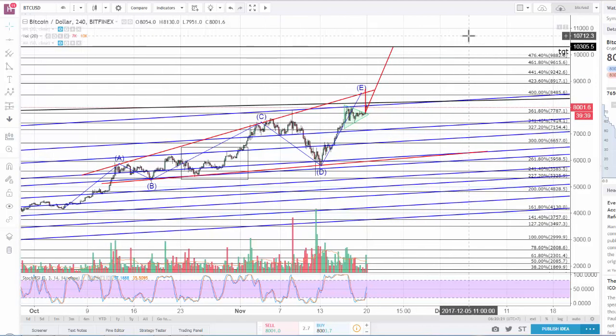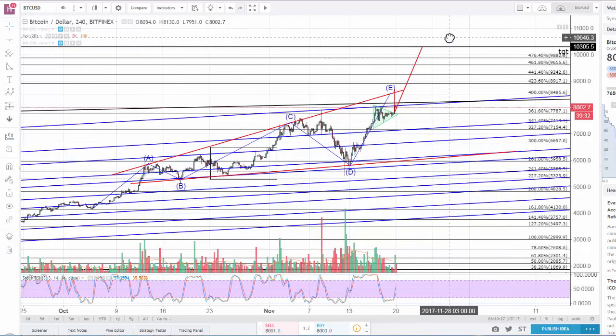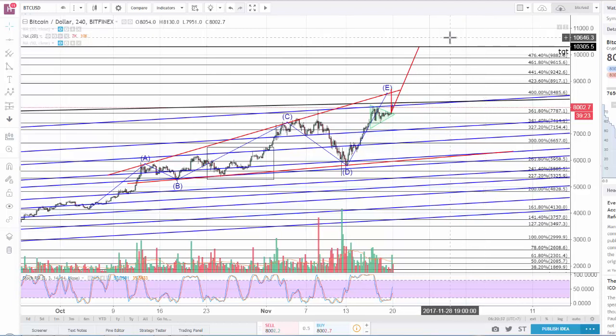All I can do is show you the patterns, explain the technical analysis, and you have to make your own decision with this information. Of course, watch other people's technical analysis, do your own, and then compare it and make your own decision with that. So that's all for Bitcoin.